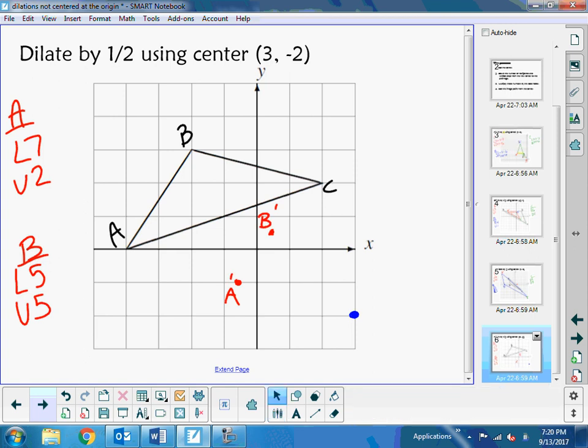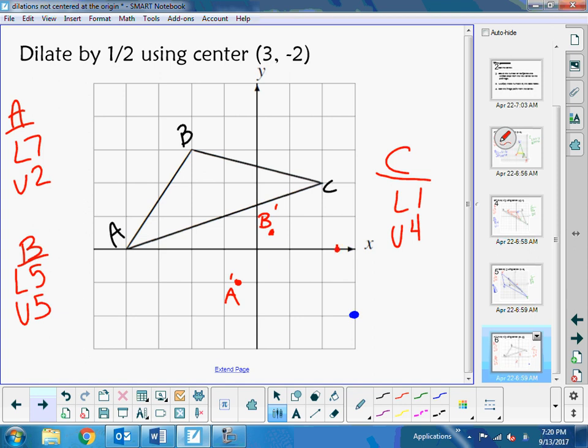Okay, then let's finally do C. So from my new center, we have to go left 1, and then up 1, 2, 3, 4. So half and half, so we need a half, and then half of 4 is 2, so we go 1, 2. There's my new C prime.